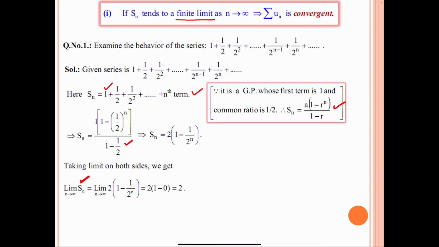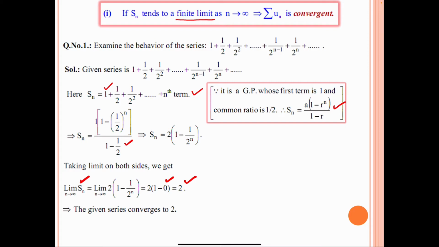So when you write the first term, this is 2 into 1 minus 1 over 2 raised to power infinity. 2 raised to power infinity is infinity, so 1 over infinity is 0, right? So we get 2. So when Sn tends to a finite limit, and this 2 is a finite limit as n tends to infinity, clear? Then the given series is convergent. Clear? The given series is convergent and converges to 2.